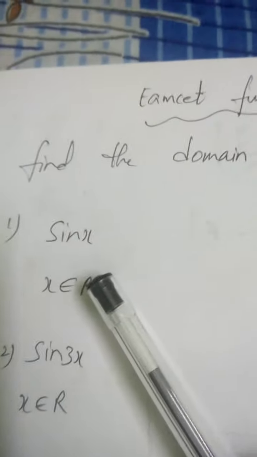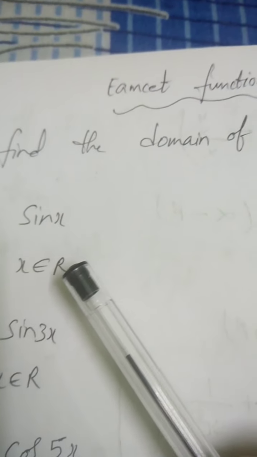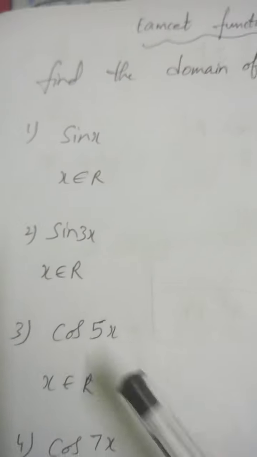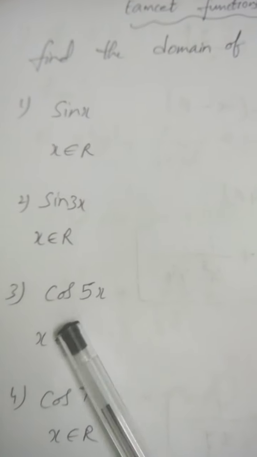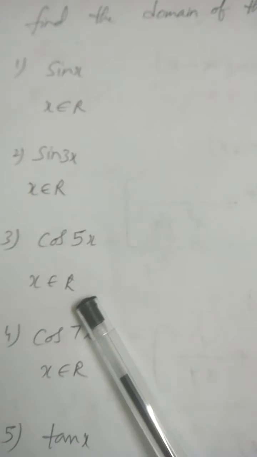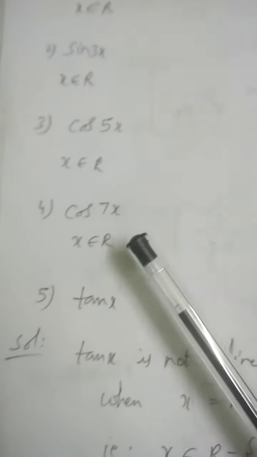Find the domain of the following functions. Sin x: there is no restriction, so x belongs to R. Sin 3x, there is no restriction here, so x belongs to R. Cos 5x, no restriction, any values you can substitute, so x belongs to R. Cos 7x, no restriction, x belongs to R is the domain.